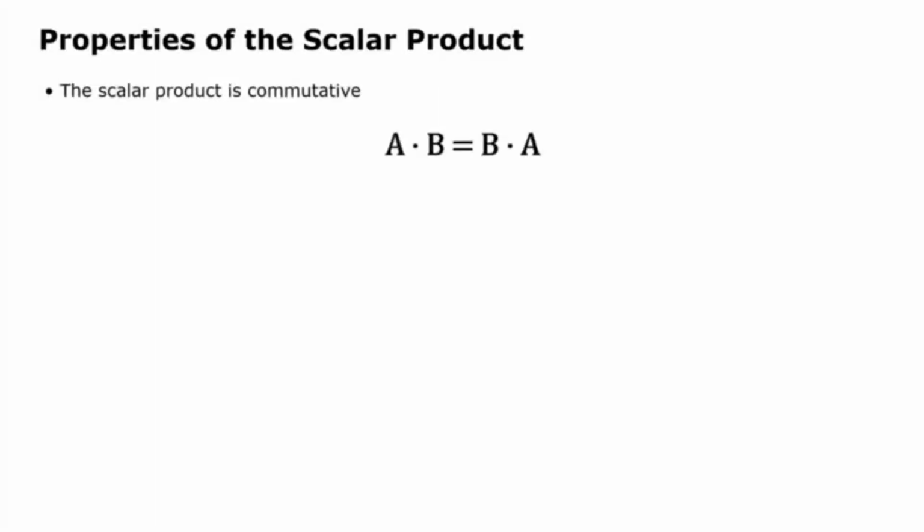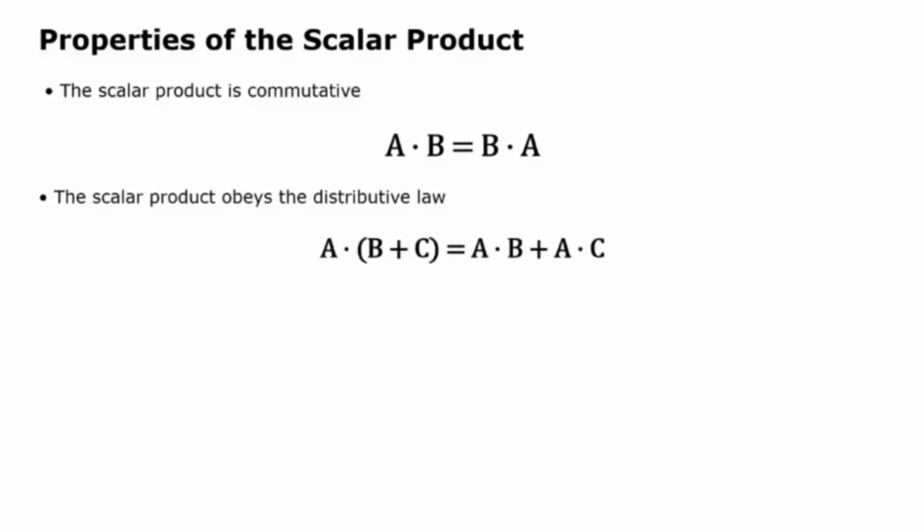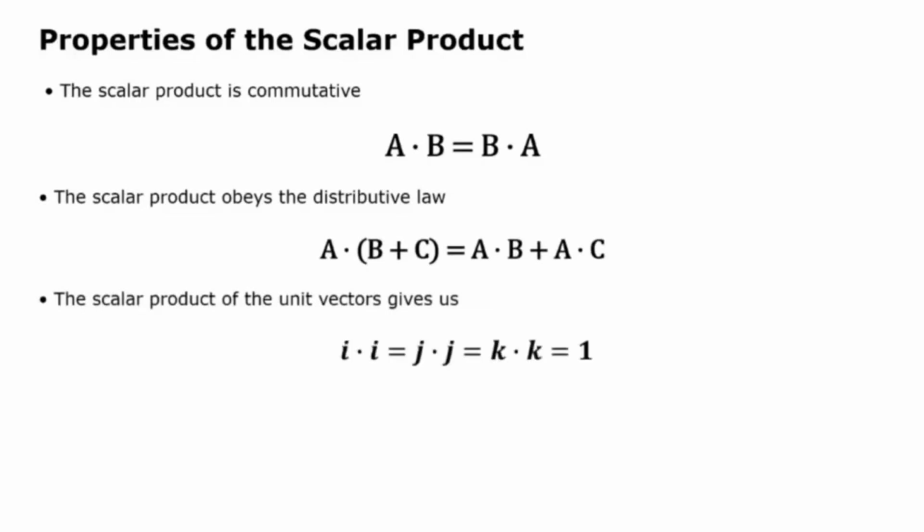Now that we know how to calculate the scalar or dot product of vectors, let us now discuss its properties. The scalar product is commutative. A dot B is equal to B dot A. The scalar product obeys the distributive law. A dot (B plus C) is equal to A dot B plus A dot C. The scalar product of the unit vectors gives us i dot i equals j dot j equals k dot k equals 1. While i dot j equals i dot k equals j dot k equals 0.